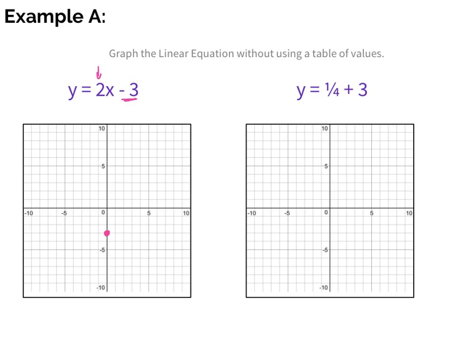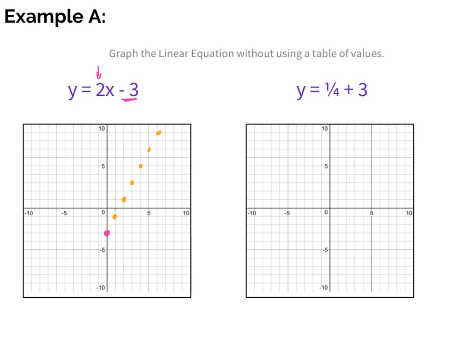Now since I know my slope is 2, that just means that we're going up 2 over 1. So I'm going to go up 2 over 1 and put another point. Up 2 over 1 and make another point. Up 2 over 1, make another point, and see I've made a line.